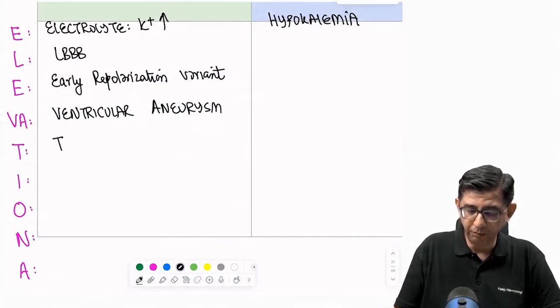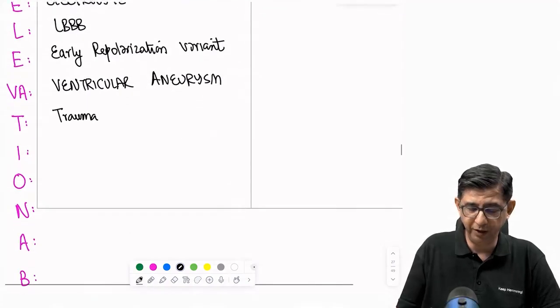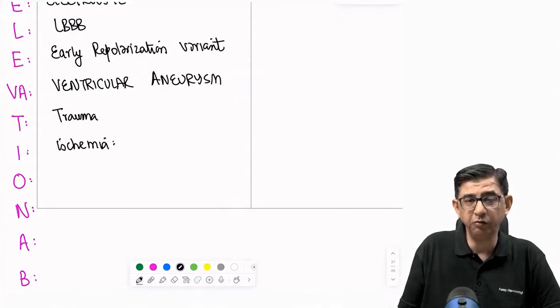The trauma could be blunt trauma. It could be a trauma during a procedure like pericardiocentesis. Then I is obviously ischemia. That ischemic injury would be primarily myocardial infarction.